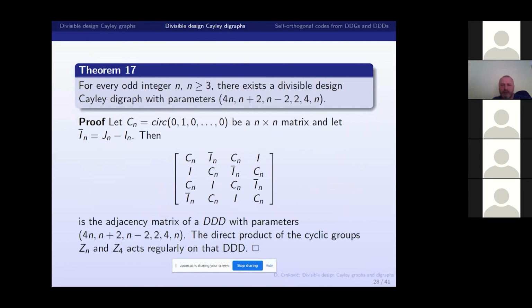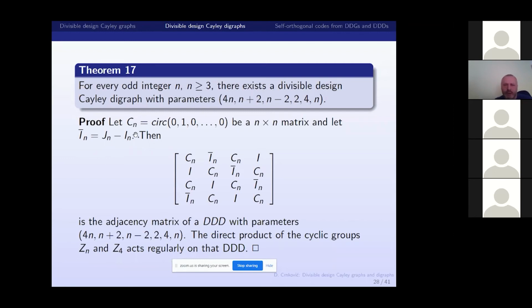So this is another construction, and in this construction we don't use Cayley designs, so maybe it is good to see that there are also other constructions without Cayley designs. For every odd integer n greater or equal to 3, there exists a divisible design Cayley digraph with these parameters for n, n plus 2, n minus 2, 2 for n.